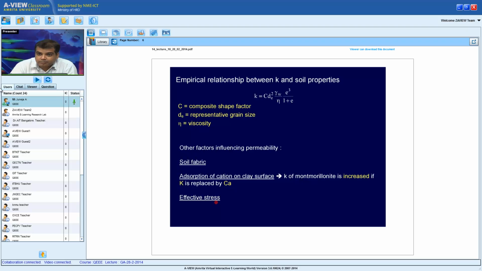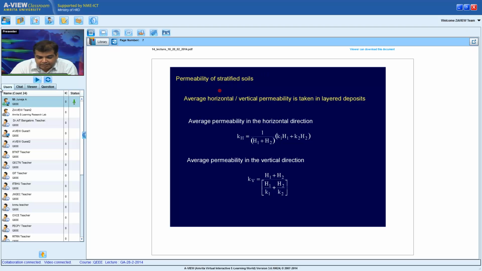There is also an important aspect, which is the effective stress. Permeability also depends on effective stress. For example, unfortunately over here you have just the viscosity, not the effective stress. So you could have your own set of equations. Like I said, there is your own set of derivation. Let me move to the next slide, please.